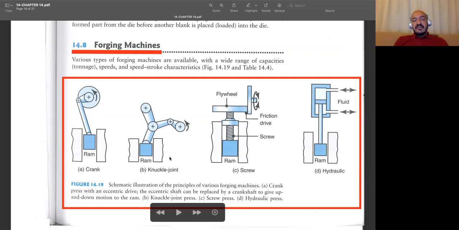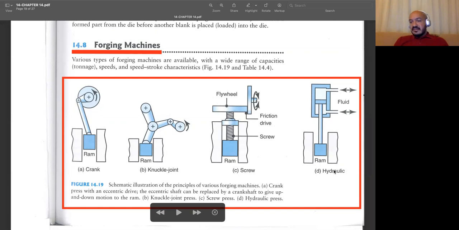And it's also the same in the knuckle joints, but we have some limitations here. With the knuckle joint, we may improve the amount of forces you are applying. Then we have a screw type. You see, we make use of a flywheel. So we transfer the energy of this flywheel onto this screw, and then the ram goes onto the workpiece.